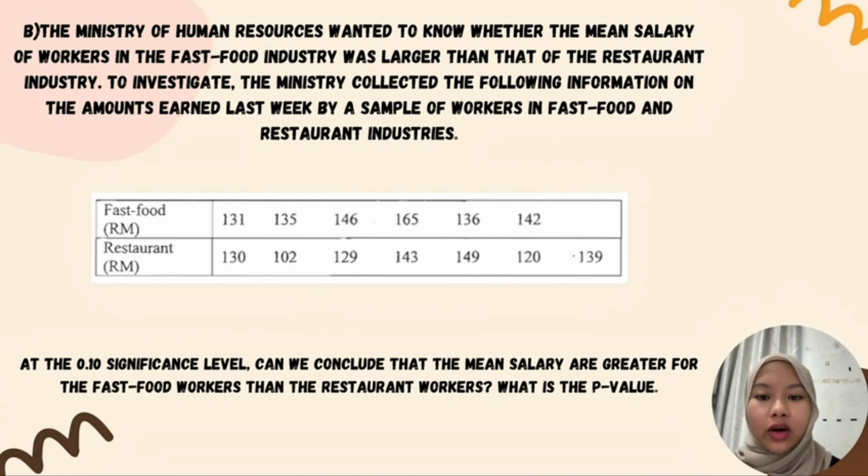Next, B. The Ministry of Human Resources wants to know whether the mean salary of workers in the fast food industry is larger than that of the restaurant industry. To investigate, the ministry collected the following information on the amount earned last week by a sample of workers in the fast food and restaurant industry. So that is the data that the question provides to us. At the 0.1 significance level, can we conclude that the mean salary is greater for the fast food workers than the restaurant workers? What is the p-value?